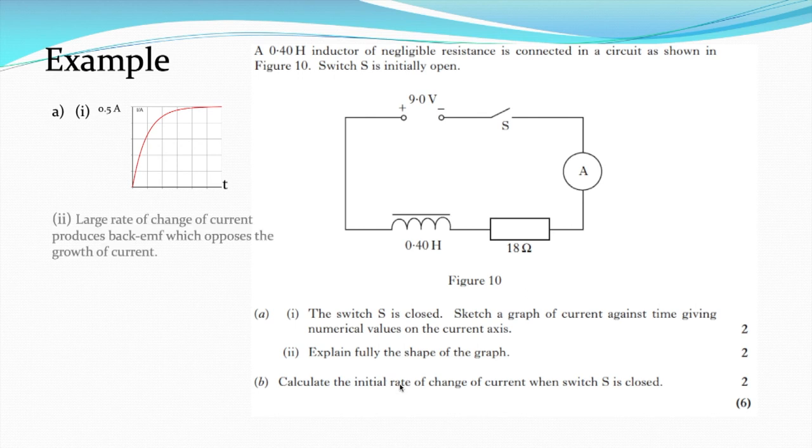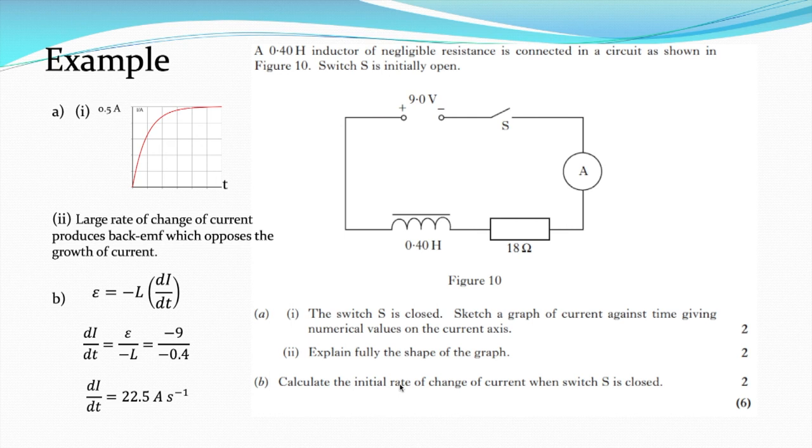Explain fully the shape of the graph. Well, the large rate of change of current initially produces a back EMF which opposes the growth of the current. And part B, calculate the initial rate of change of current when the switch is closed. This is when we need our relationship that's got inductance, rate of change of current, and back EMF in it. And remember, the back EMF is equal to the battery voltage initially at the start. So we can use back EMF equal to 9 volts. We can use the inductance of 0.4 Henrys, and that will give us the rate of change of current, di by dt. So di by dt equals E over minus L. Now the back EMF is in the opposite direction to the forward battery voltage, so the back EMF we put in is minus 9 over minus 0.4, which gives us a rate of change of current of 22.5 amps per second.